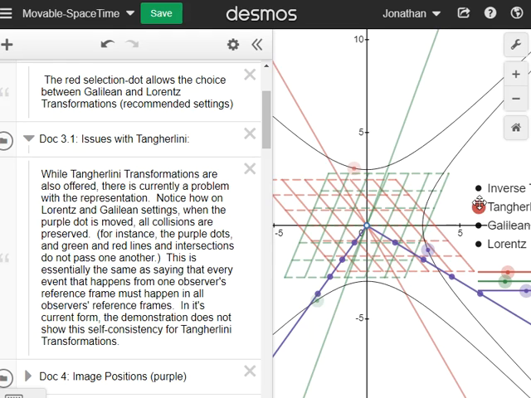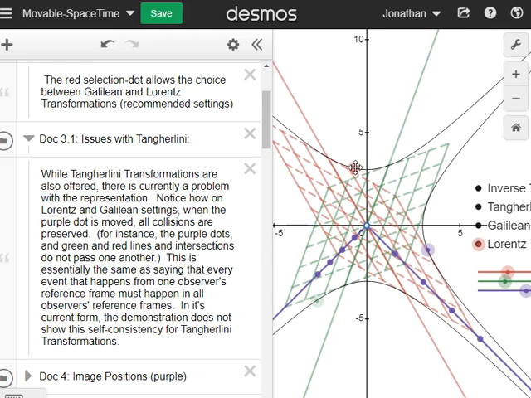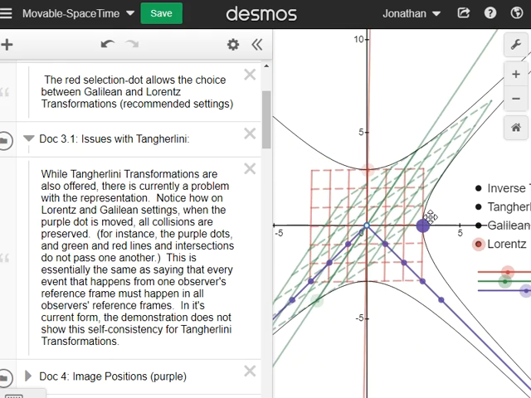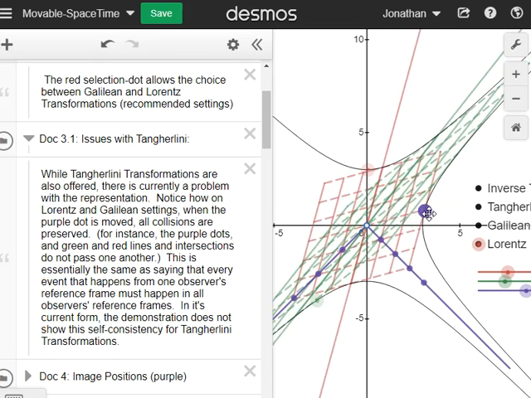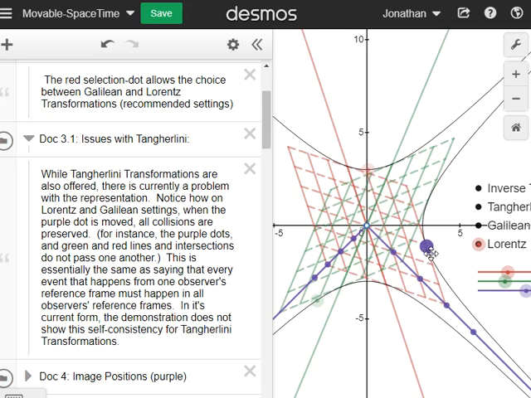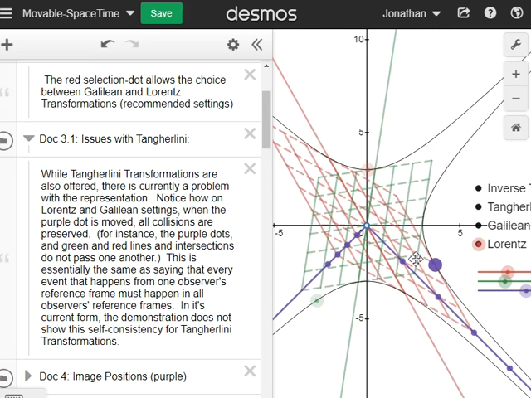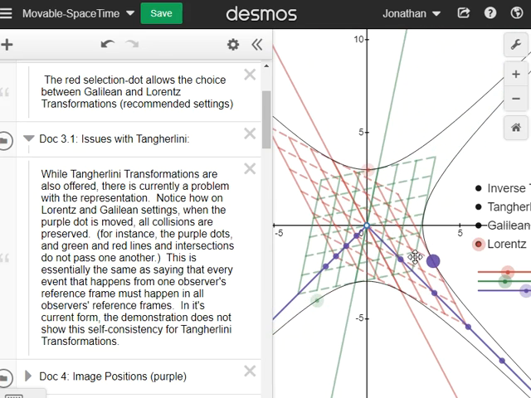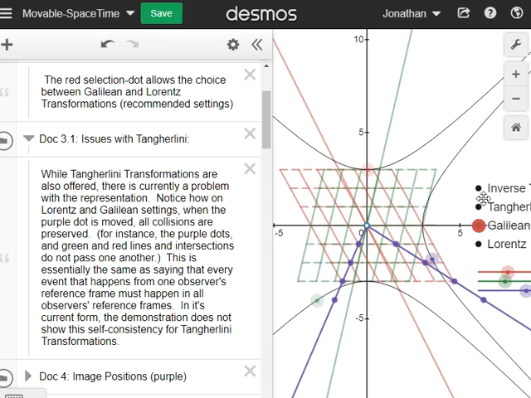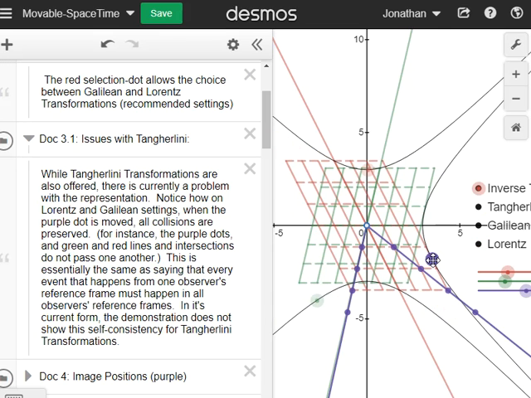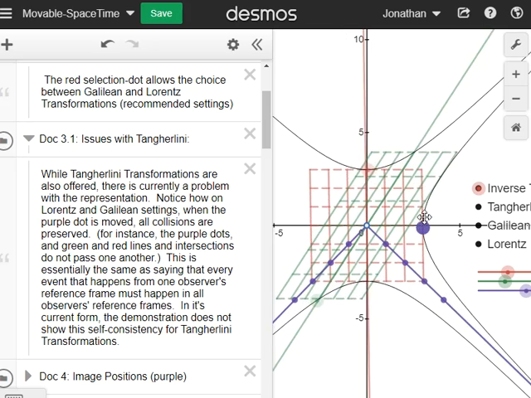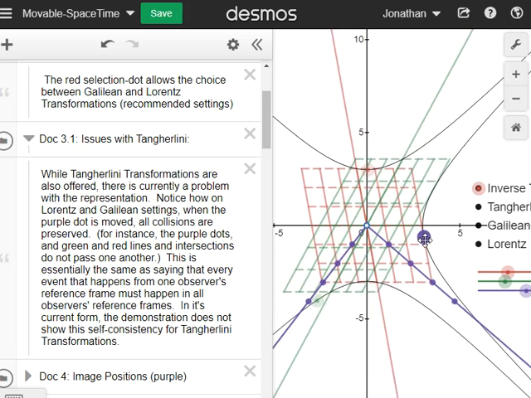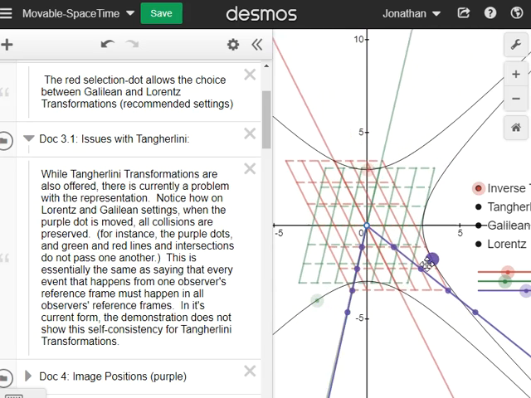Notice how in the Lorentz transformations, as I move the purple dot, the events of the green dots and the red dots kind of stay tied together. They don't scrape against one another. They transform without scraping against each other. But with the inverse Tangerlini, the green and red grids kind of scrape against each other. They don't transform quite properly.